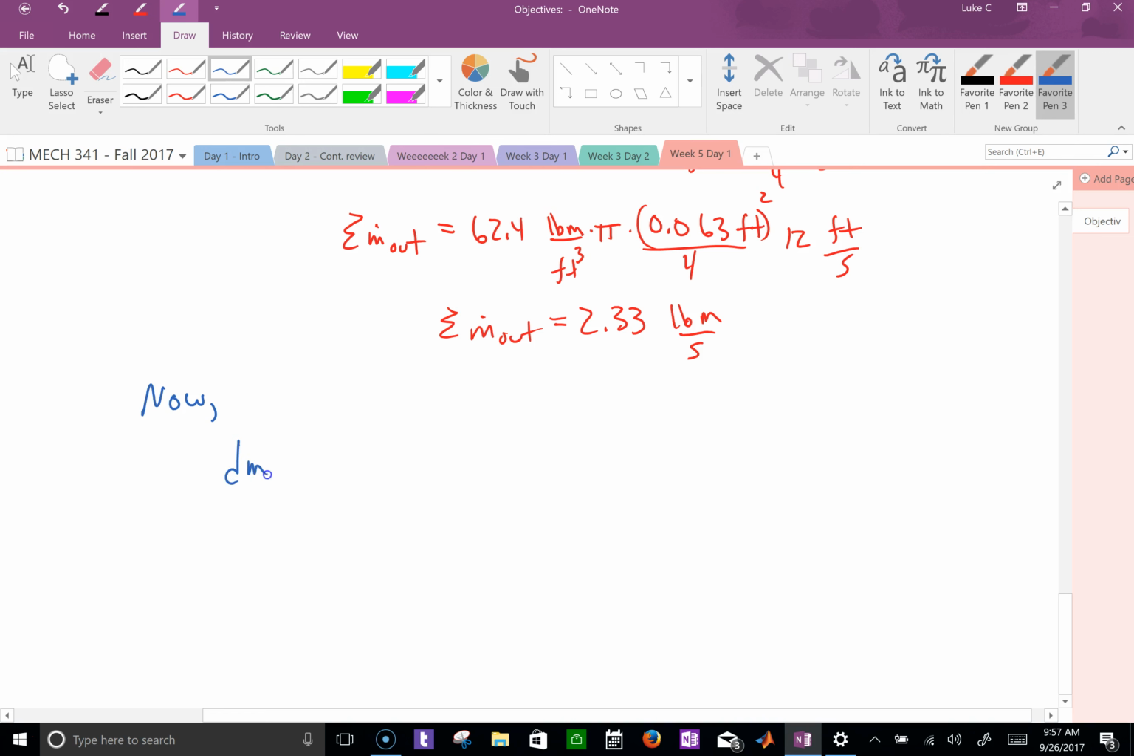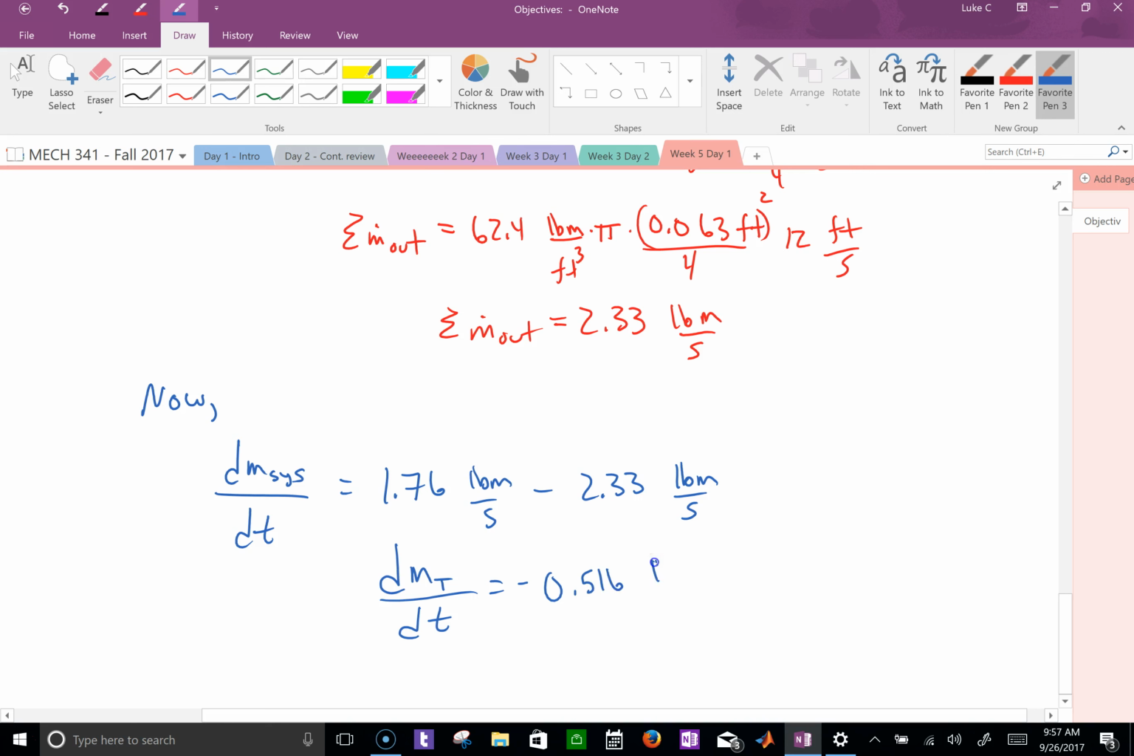Now, dm of the system, dt, is equal to 1.76 pound mass per second minus 2.33 pound mass per second. And we might as well call it m of t, which we're looking for, same thing. And that equals negative 0.516 pound mass per second. And the negative makes sense because it's decreasing.